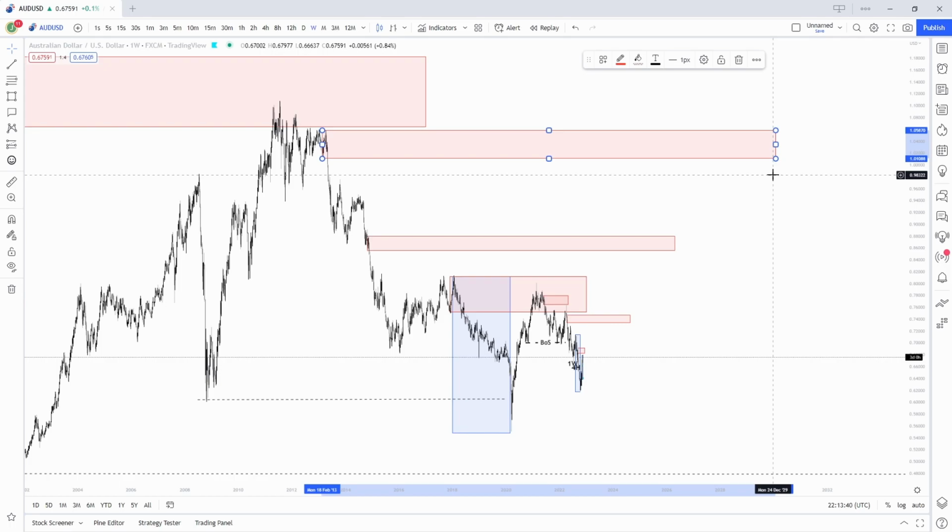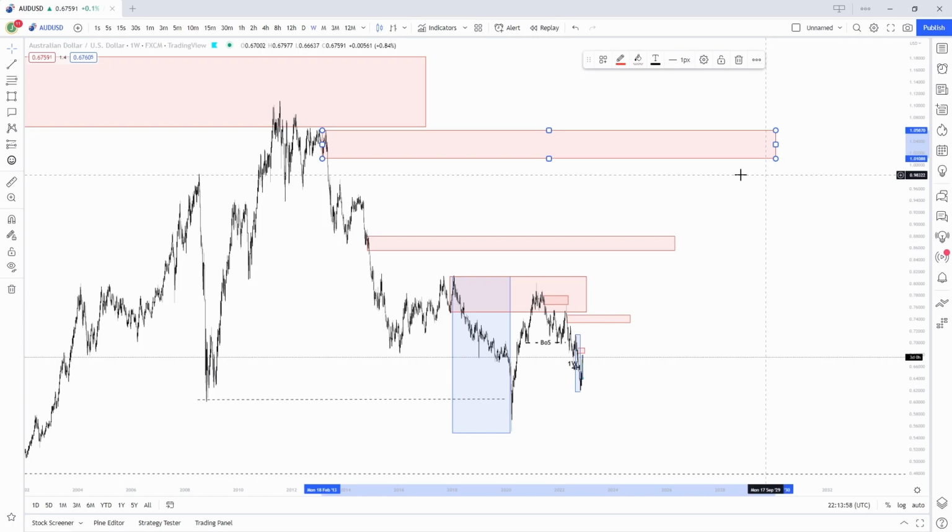As confusing as it may seem, all it is now is an extra layer in our top down, where as we go lower, rather than just identifying the most recent impulsive wave, we're also taking that a step further to start identifying all points of interest and all unmitigated orders.